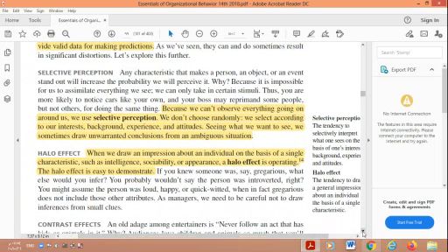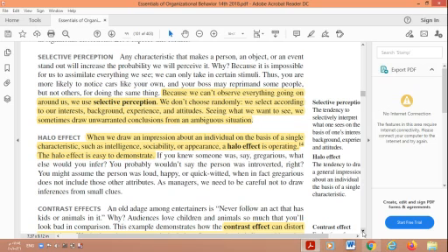The second shortcut is the halo effect, تأثير الهالة. When we draw an impression about an individual on the basis of a single characteristic such as intelligence, sociability, or appearance, a halo effect is operating. So with the halo effect, we are taking just one characteristic into consideration and judging other characteristics according to it.